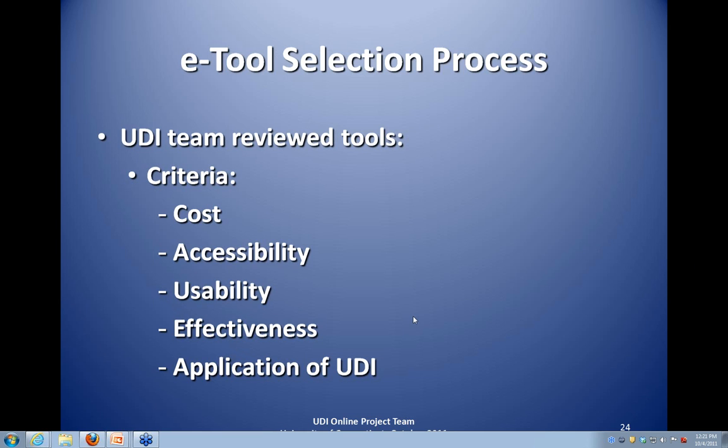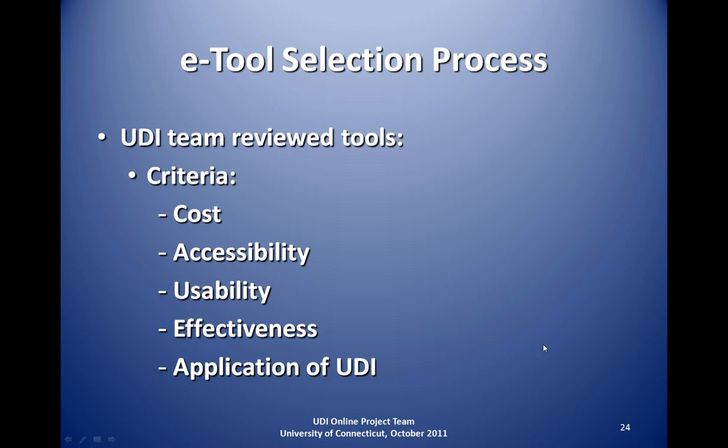The next criterion was effectiveness. Does the e-tool produce an outcome that is selected by the faculty member based upon a particular pedagogical need? And finally, does that e-tool align with one of the principles of universal design for instruction?